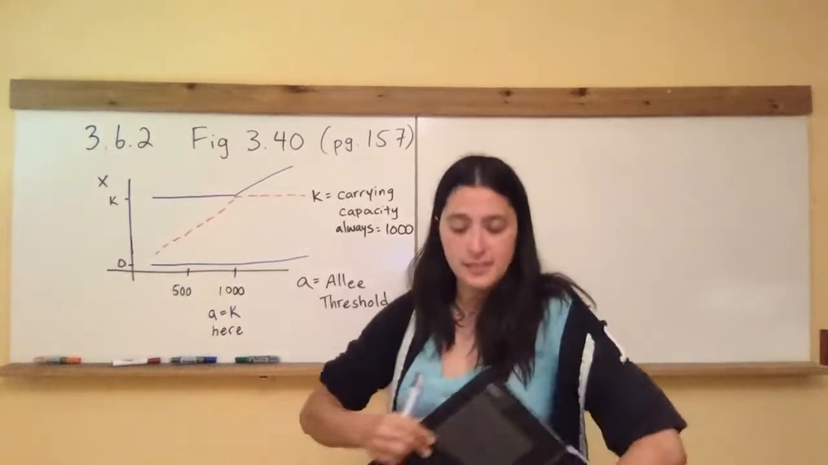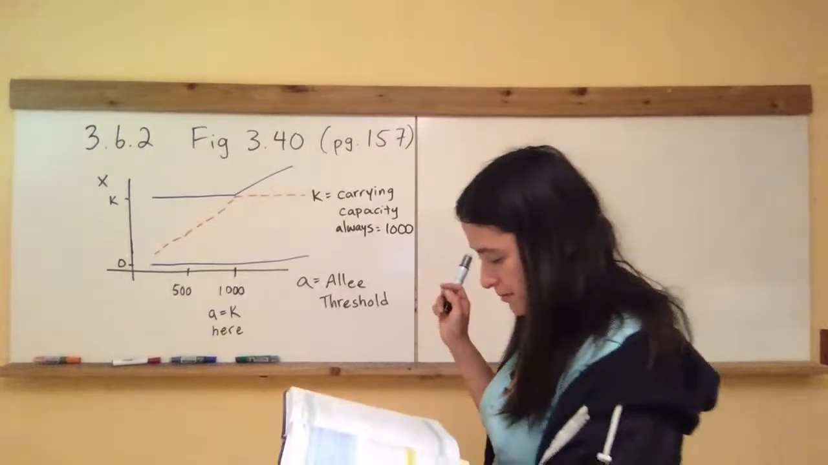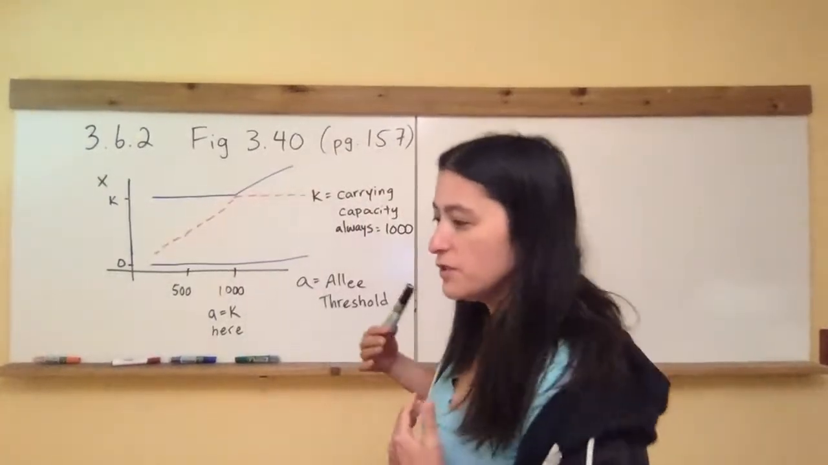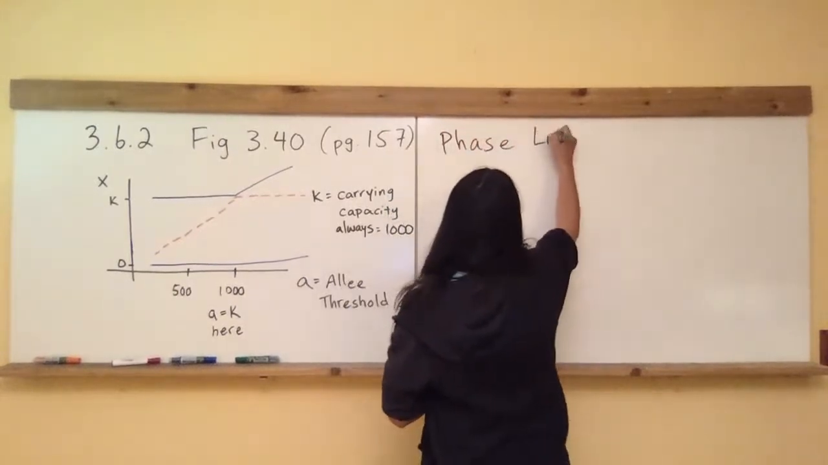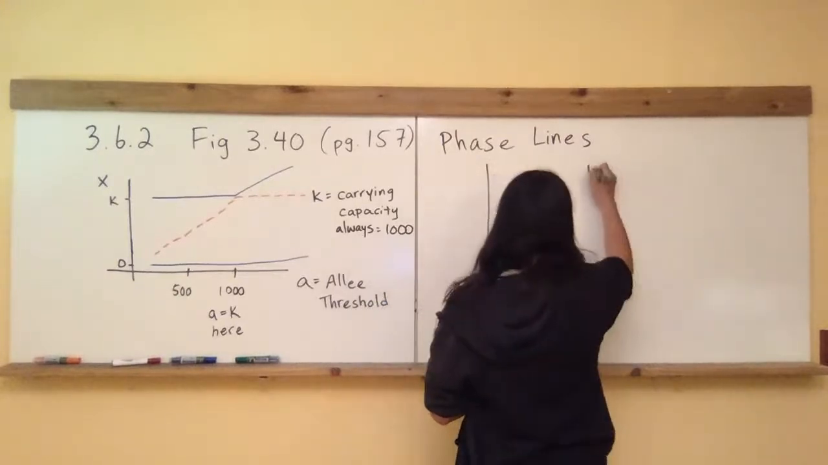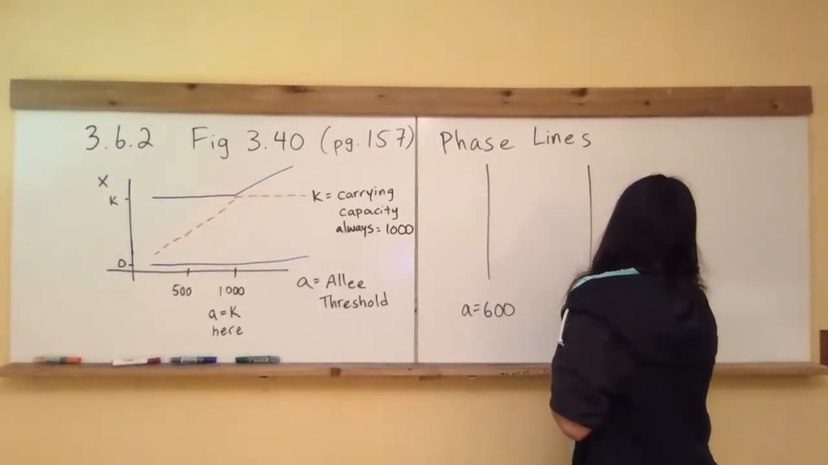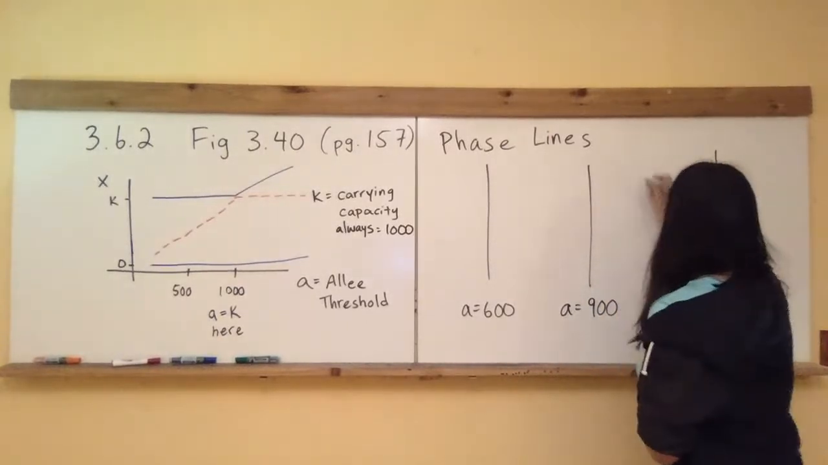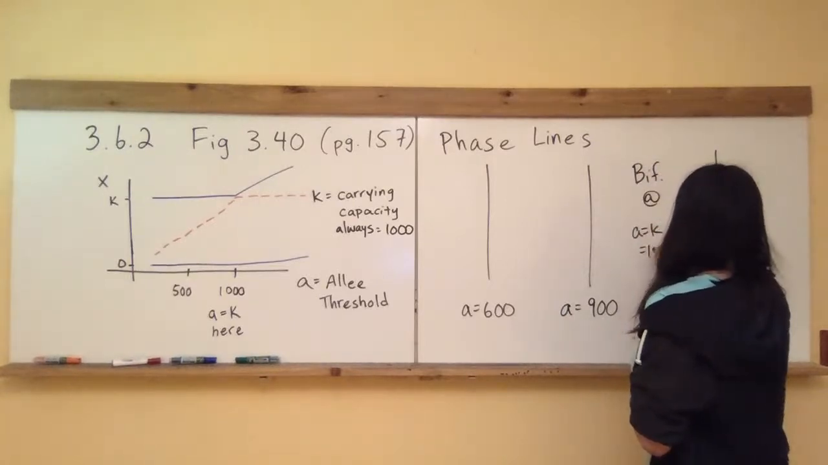When A is equal to just 600, it says to use this diagram to find the equilibrium population levels and describe the stability. Kind of like what you see in the left-hand side of the cases. These are the phase lines, and here we're going to have A equal to 600, and then 900, and then 1,200. And there's a bifurcation at A equal to K equal to 1,000.